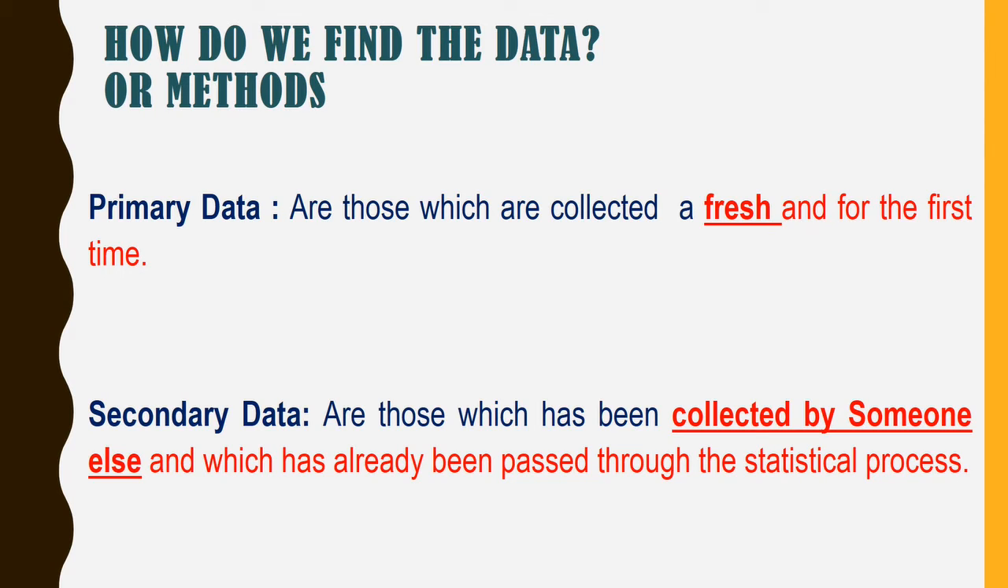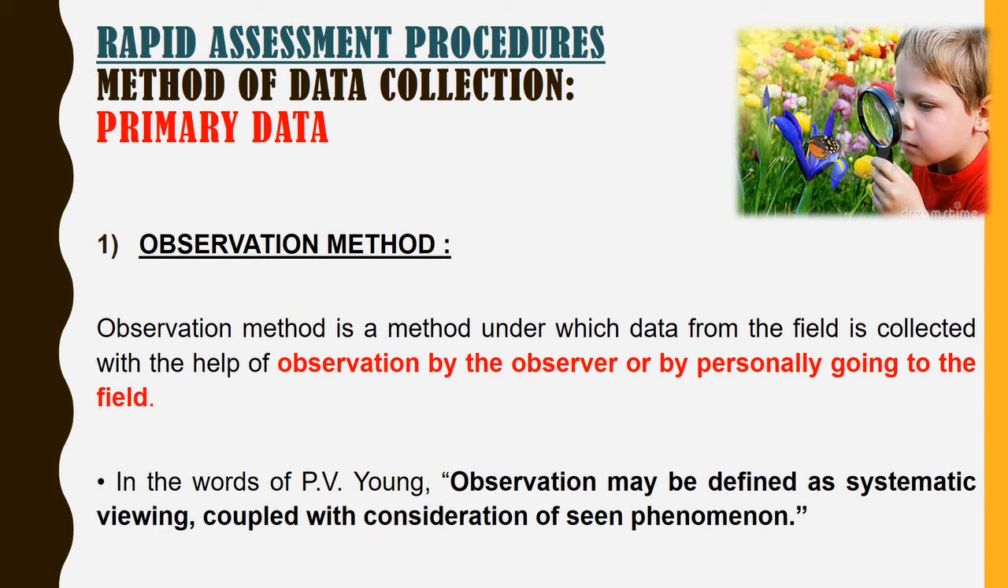First of all you have to choose which kind of data you are going to apply in your study or in your research, either primary data collection or secondary data collection. Now if it is primary data collection, there are different methods we can apply. Three methods: one is called the observation method, the second is the interview method, and the third is the questionnaire method. We'll discuss them one by one.